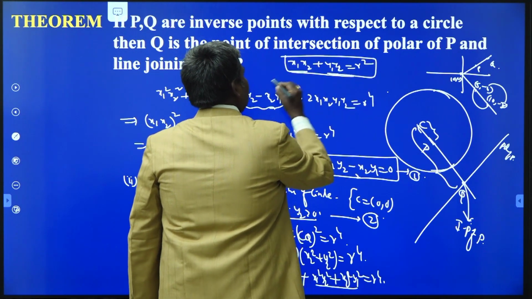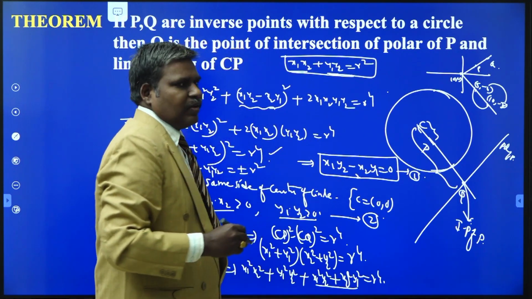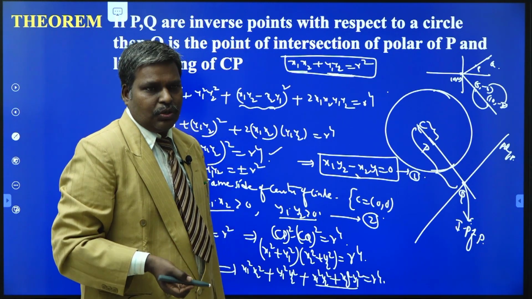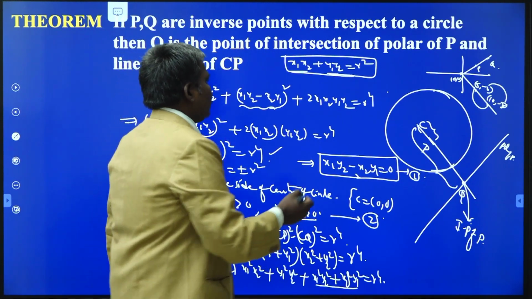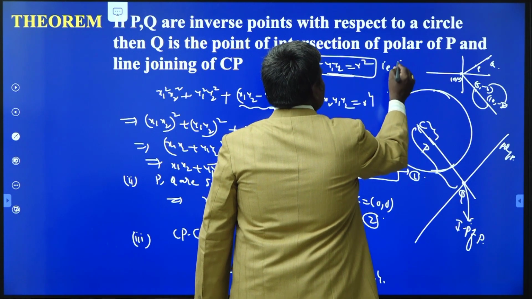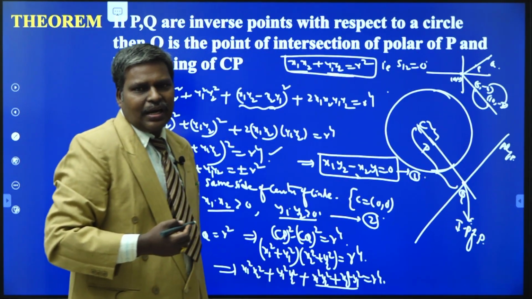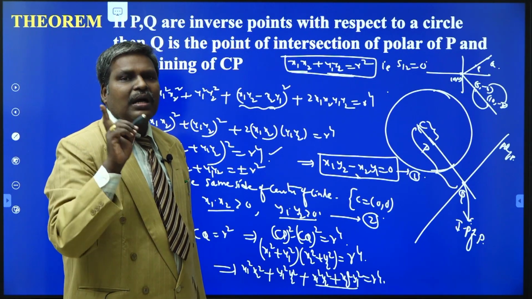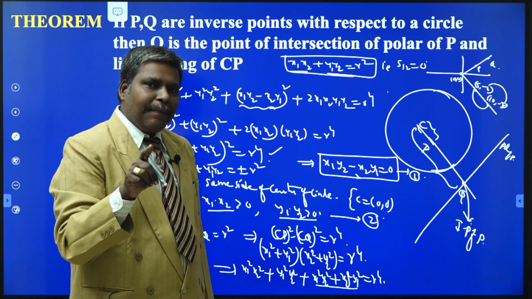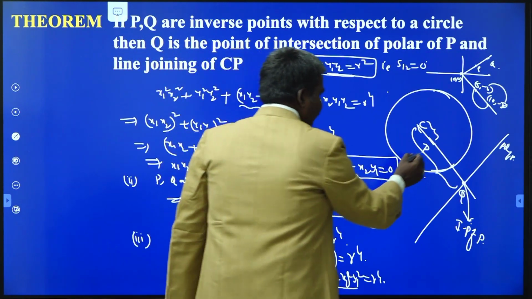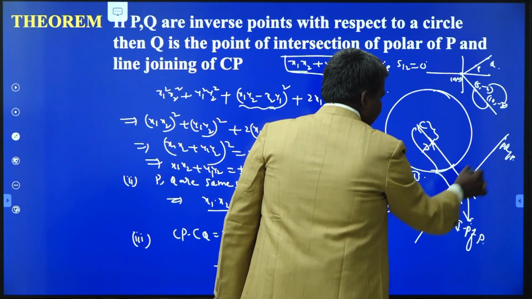What is the condition, dears? x1 x2 + y1 y2 - r square equal to 0. That means S12 equal to 0. So P, Q are conjugate. So what happened? The polar of P passes through Q or not? So the polar of P passes through Q.